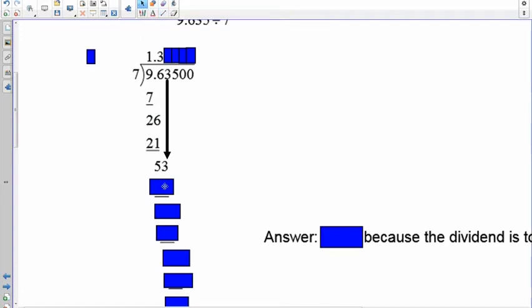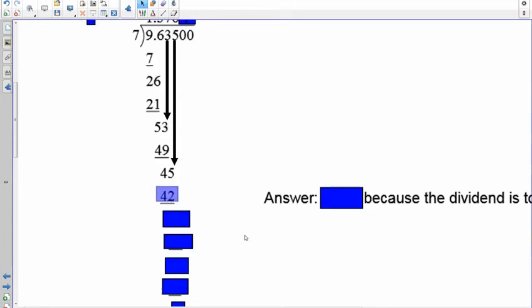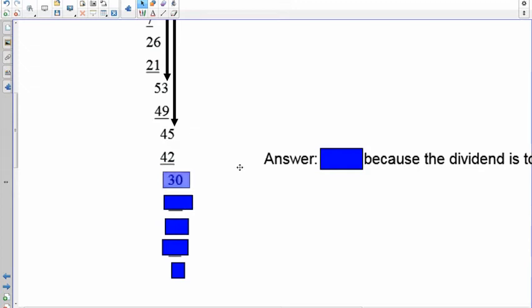Well, 7 goes into 53 7 times, because 7 times 7 is 49. And 53 take away 49 is 4. And now I can bring down the 5. Now the next step, 7 goes into 45 6 times, and that's 42. And 45 take away 42 is 3.